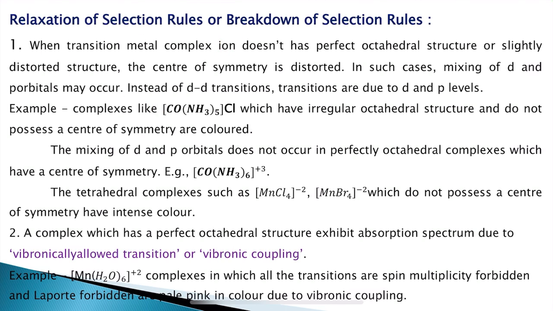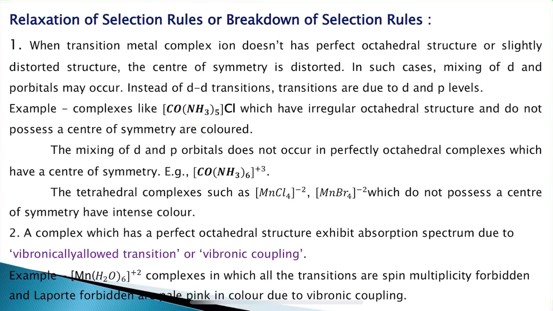What happens when the transition between d and p levels takes place is that the intensity of such transitions is weak, in the range of 20 to 50 epsilon. For example, complexes like pentaamine cobalt(III) chloride, which have an irregular octahedral structure and do not possess a center of symmetry, are also colored, due to the transition between d and p energy levels.